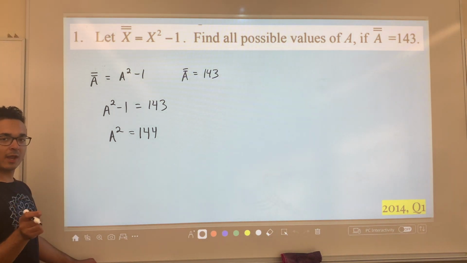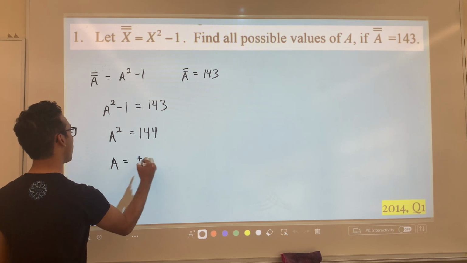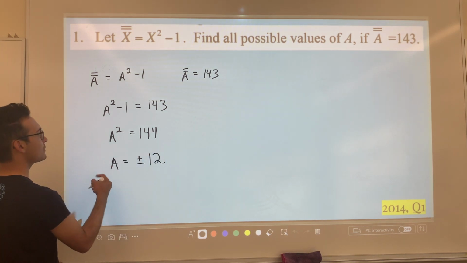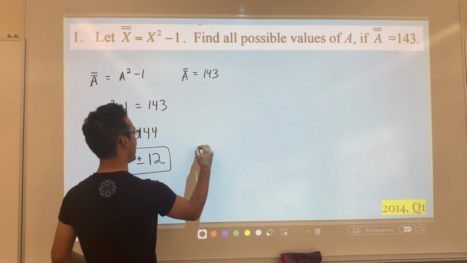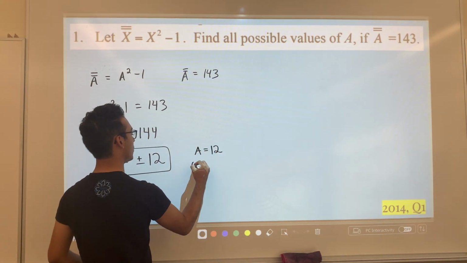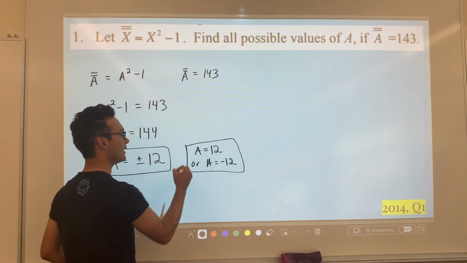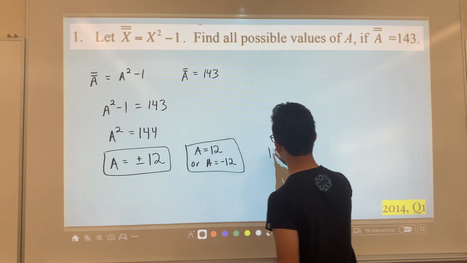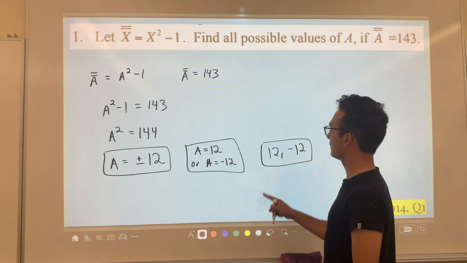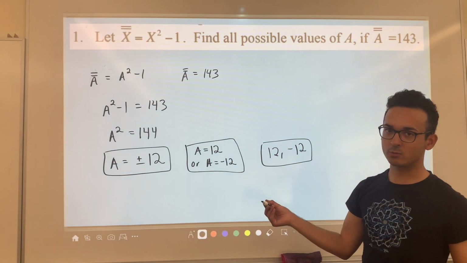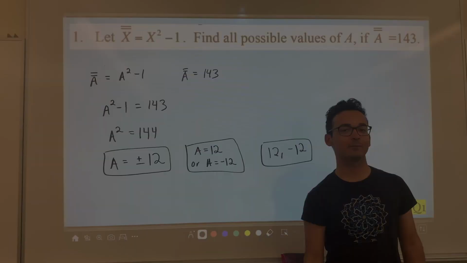So we're going to have to be wary of that and say that a is equal to plus or minus 12. And this would be an acceptable way to write it. You could also write it as a equals 12 or a equals -12. That would be an acceptable way to write it. Or you could just list 12, -12, and they would also accept that, so long as you don't put them in parentheses, because that would be an ordered pair. Perfect. Let's move on to the next question.